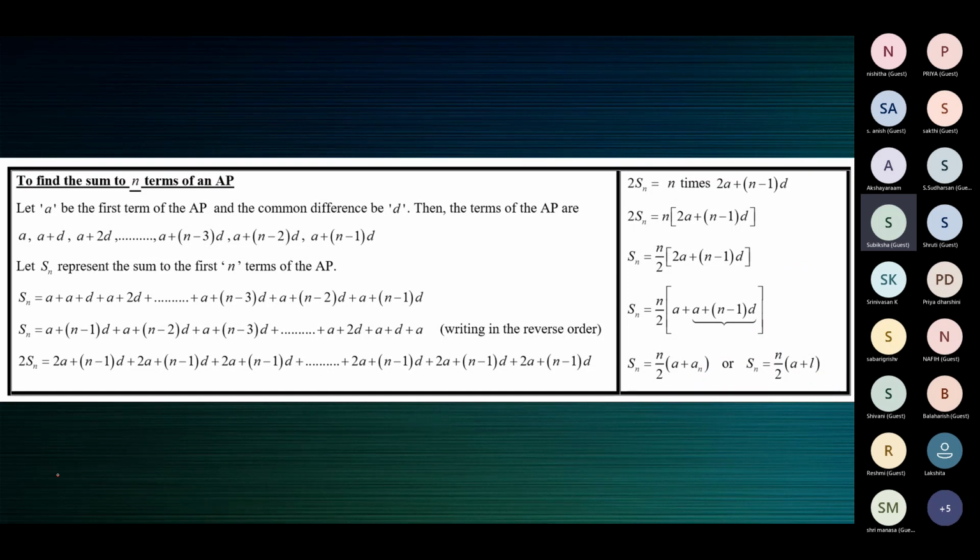Sn is equal to n by 2 of 2a plus n minus 1 into d. Remember this.